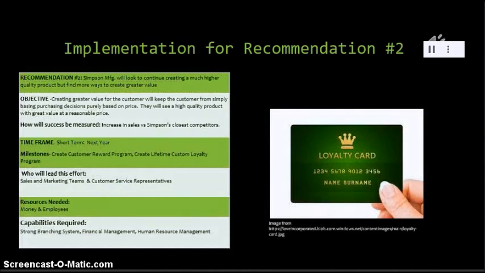Creating new ways to increase the value of Simpson Manufacturing to its customers is our second recommendation. The implementation plan on the left shows that the milestones include creating a reward and loyalty program. An idea would be to give customers a card such as the one displayed on the right. It is a short-term plan that can be accomplished within a year.